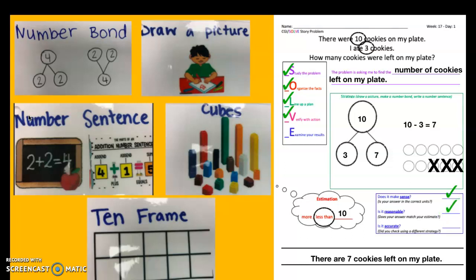Finally, is it accurate? Did I check it with more than one strategy? And was my answer the same for all of the strategies? Let's look. My number bond, my answer was 7. My number sentence, it was 7. And my picture also shows that the answer is 7. So my answer is accurate. And I was able to examine my results. This is how you complete the CGI Solve story problem.